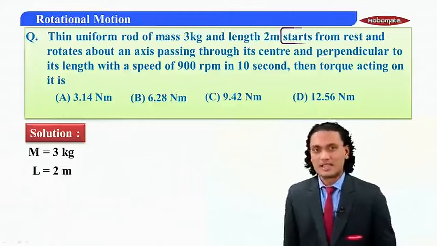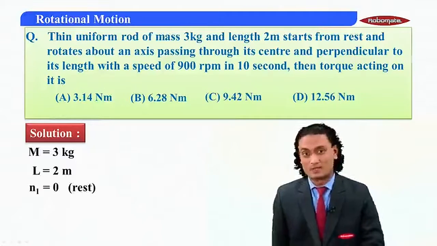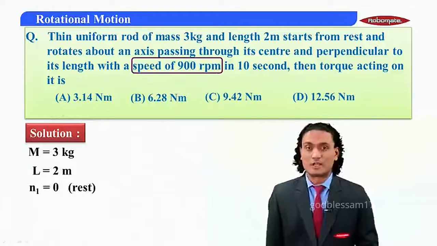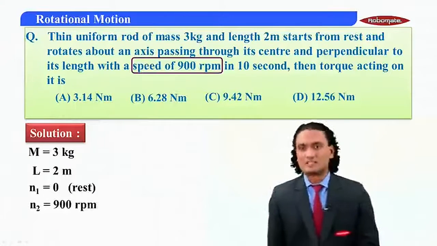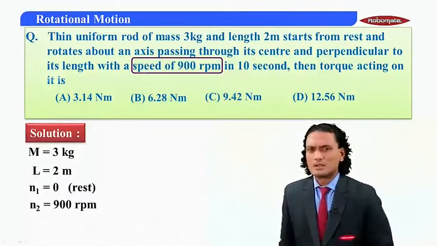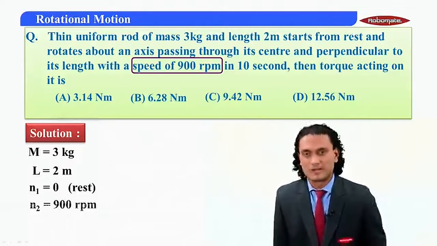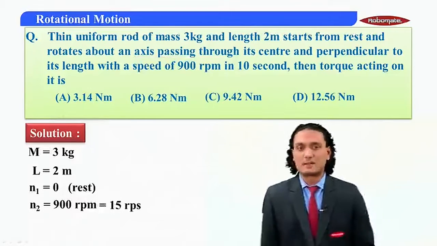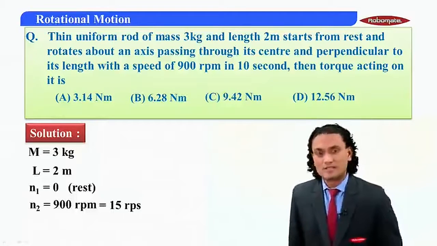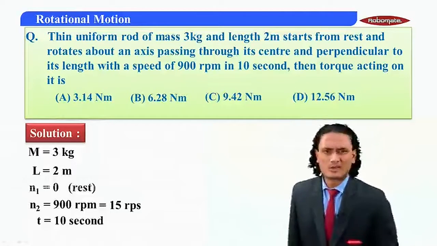Then, yes, it starts from rest. So the initial frequency of rotation is 0, N1 is 0. Alright. Anything else? Yes, it attains a frequency of rotation of 900 rpm. So we can say N2 is 900 rpm. Can you convert it into rps? What is 900 rpm? Very good students. 900 rpm is 15 rps because 900 upon 60 will give you 15 rps. Anything else now? Yes students, time is given. T is given as 10 seconds. Any other quantities? No.